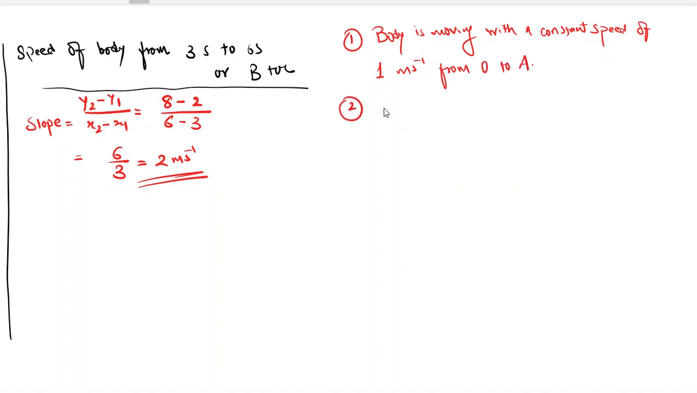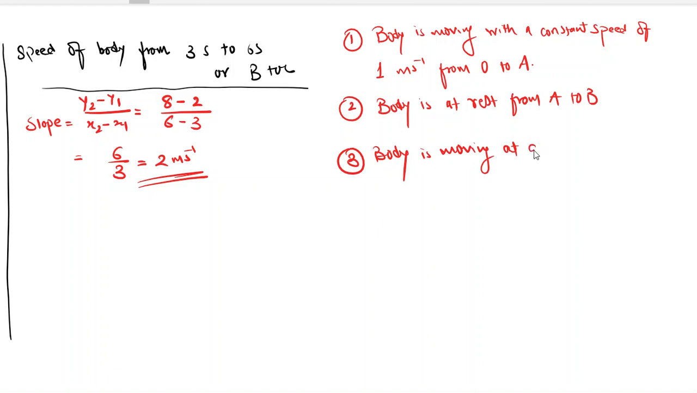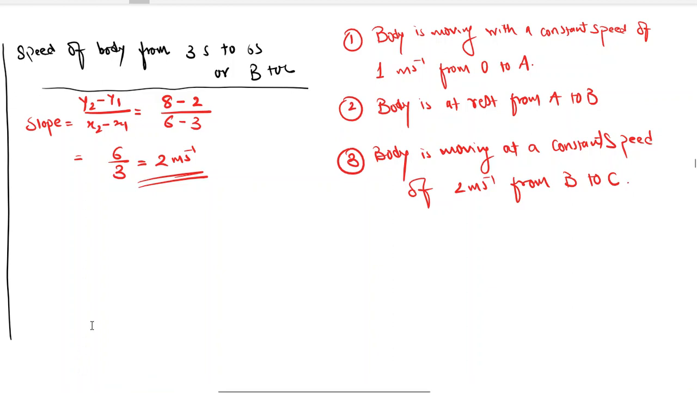Second, the body is at rest from A to B. And third, the body is moving at a constant speed of 2 meter per second from B to C. Right? These three things are evident from the graph.